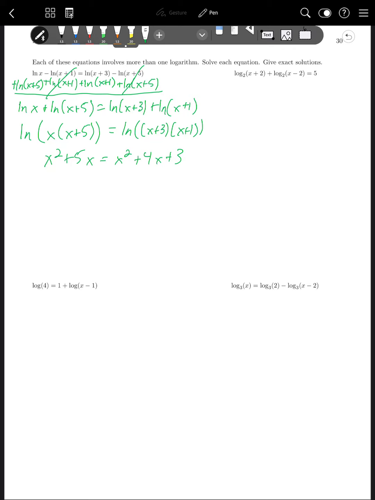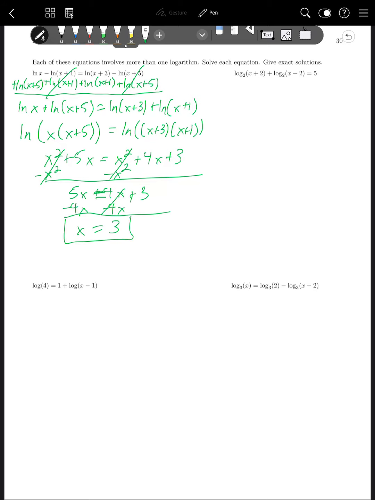And now solve the remaining equation. So if you subtract x squared from both sides, they cancel. So we get 5x equals 4x plus 3. And then subtract 4x from both sides, and you get x equals 3. Okay, so that's the idea there. So if you have multiple logarithms, what you want to do is combine them together to get a single logarithm.